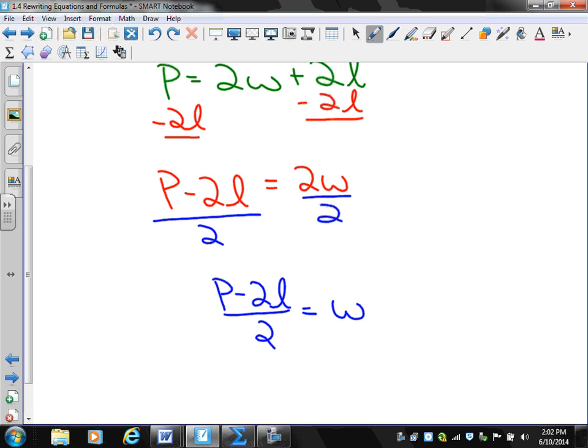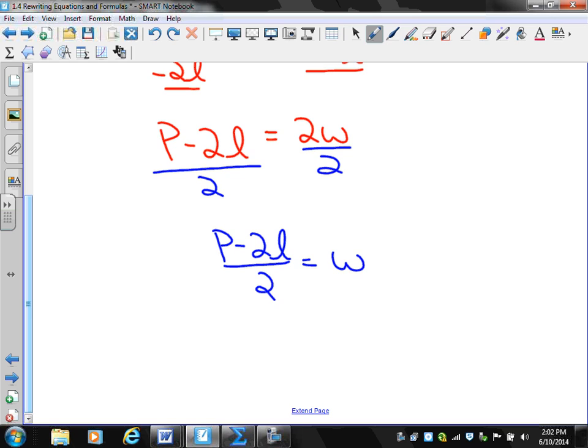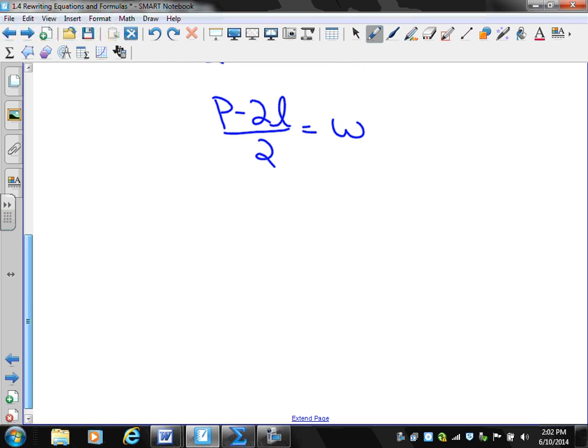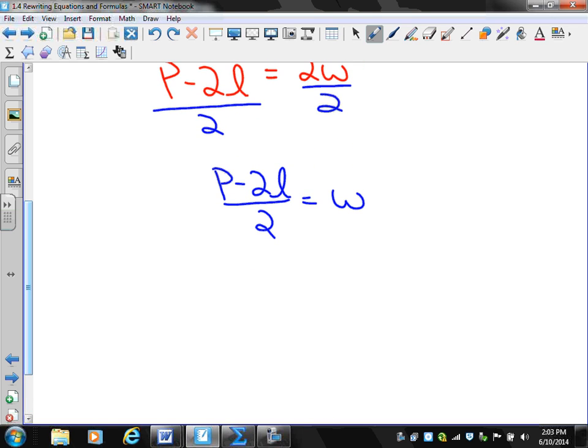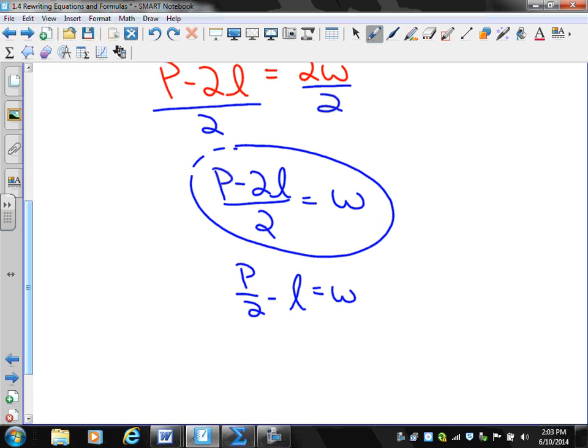And that's certainly fine to leave it just like that. Some of you folks might recognize that we could split this up into two fractions and get P over 2 minus, well, this would just be L equals W. That's fine too, absolutely. But there's nothing wrong with leaving that just the way it is, particularly when we have multiple variables. But again, nothing wrong with the second one either. So either one's fine by me.